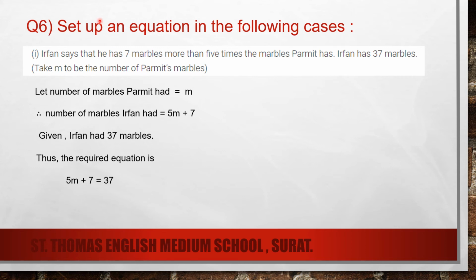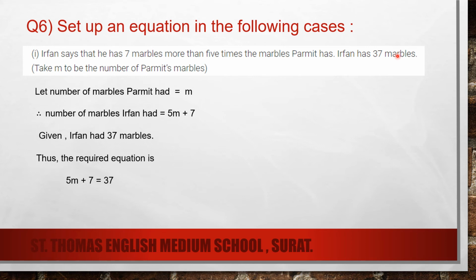Question number 6. Set up an equation in the following cases. For the given statement, you have to write an equation. Irfan says that he has 7 marbles more than 5 times the marbles Parmit has. Irfan has 37 marbles. So there are two boys. In total, how many marbles did Irfan have?